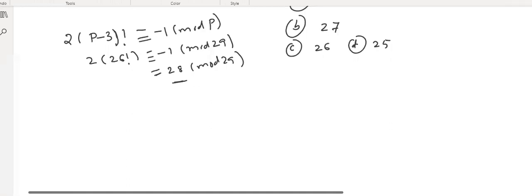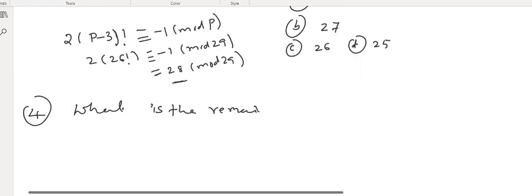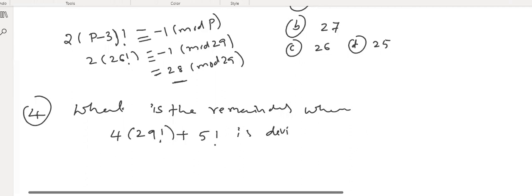So ఇప్పుడు 2 numbers ఇచ్చినప్పుడు ఏం చేయాలి? How can we find the remainder when two numbers are given. What is the remainder when 4 times of 29 factorial plus 5 factorial is divisible by 31?